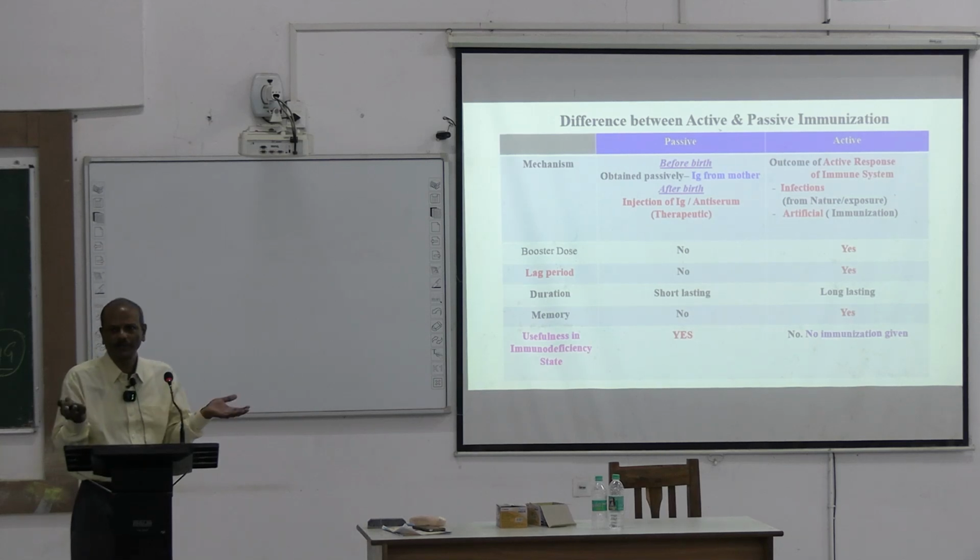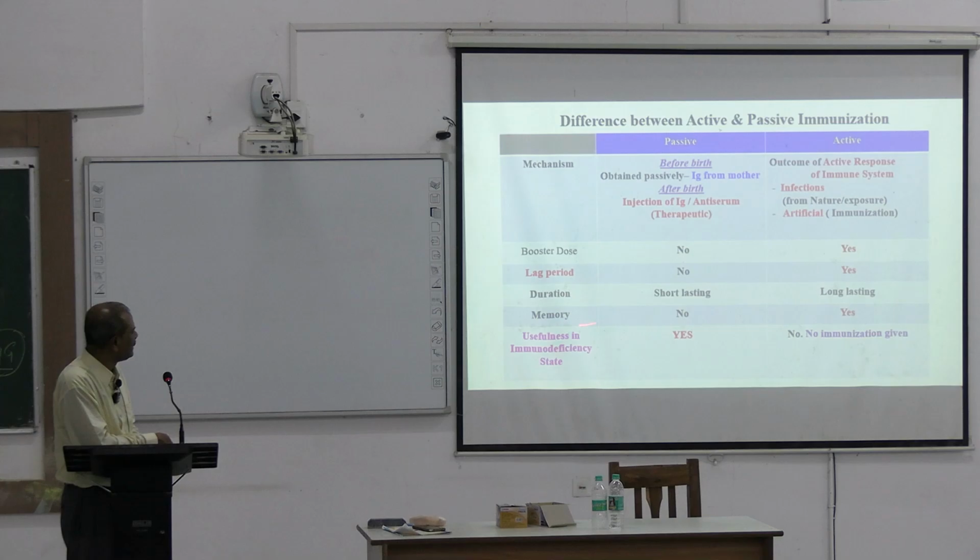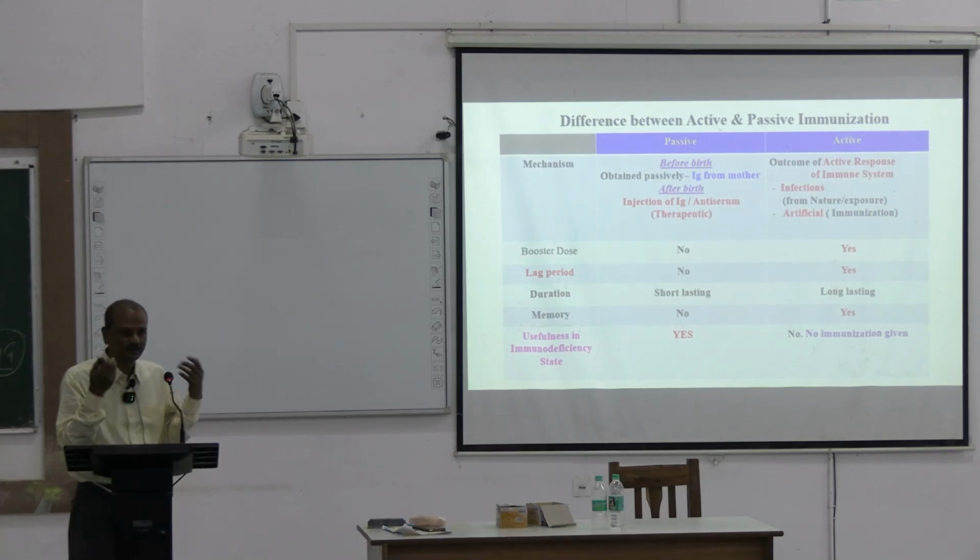Lag period: there is no lag period in passive immunization because you are giving the antibody directly. Duration is short-lasting. As you can see, the life of that antibody will basically determine the duration of immunity. Memory cell, of course, it cannot be because there is no system, but here in active immunization, memory cell is yes. Usefulness in immunodeficiency state.